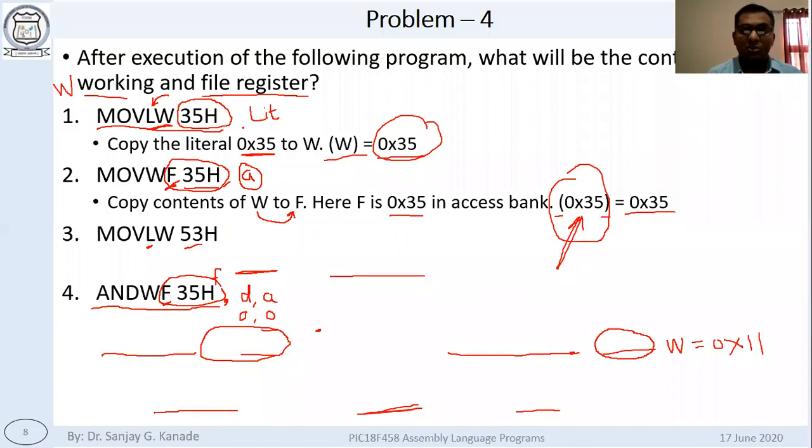In the example it will become clear that 35H here is a value, because the instruction is move LW, so 35 went into W. But here in the second instruction it is move WF, so 35H in this instruction is an address. It is not a value. Okay.